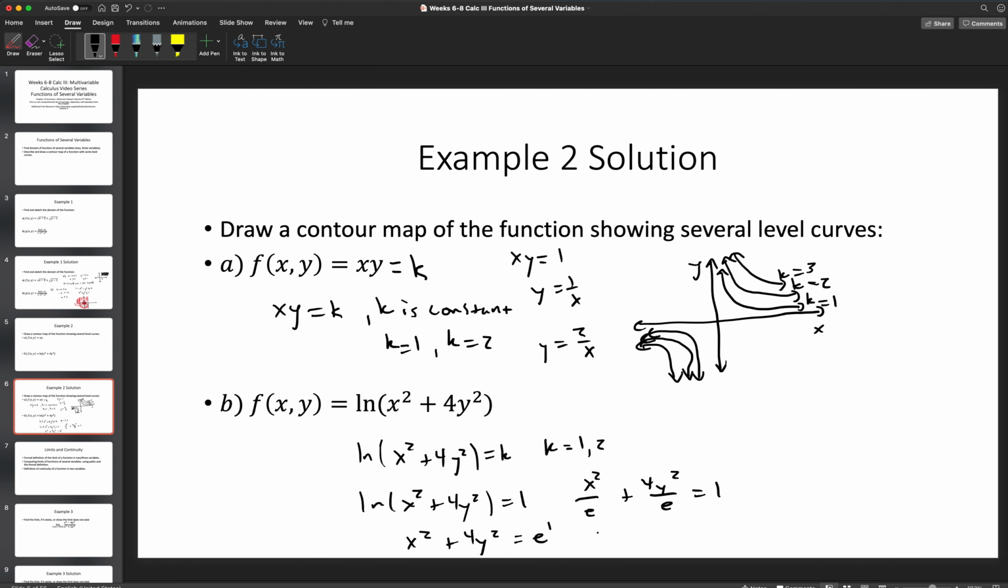And you want to maybe write that as something a little bit nicer: x squared over e plus y squared divided by e over 4 equals 1. This should remind you of a conic, right? And more specifically, it should remind you of an ellipse. So this goes back to our conics.